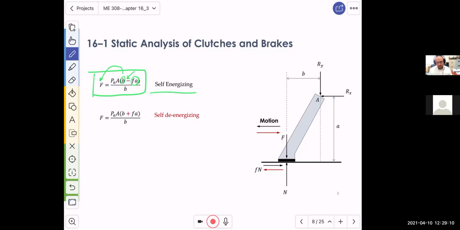That's it. Now, if you flip the motion, the force direction will change, and you will end up with a positive sign. Here, a positive sign means there is nothing, and then you apply the actuating force.